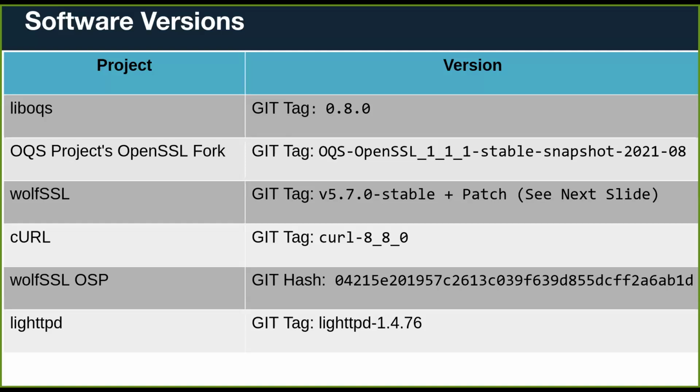For cURL, we're using the latest, which is 8.8.0. Our OSP repo holds a script which helps you generate the certificate chain. And so we're using that particular Git hash because we don't actually make versions or releases of our OSP repo. And for Lighty, we're using the most recent release of Lighty as of today, June 26, 2024, which is 1.4.76.